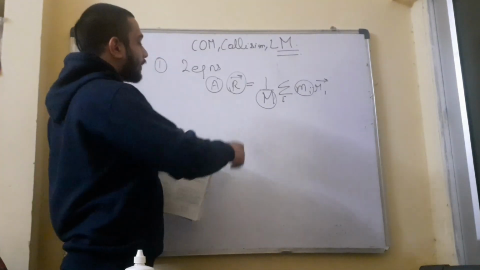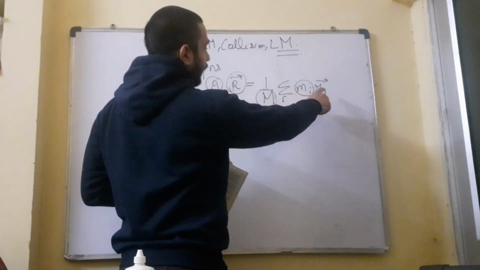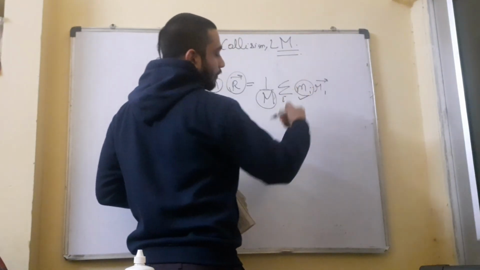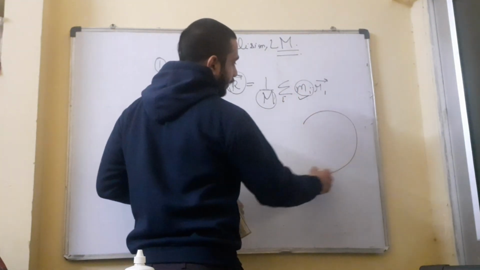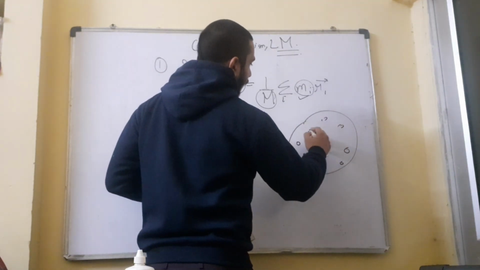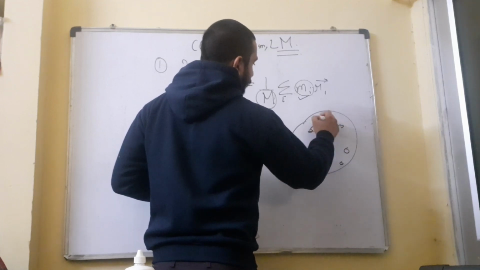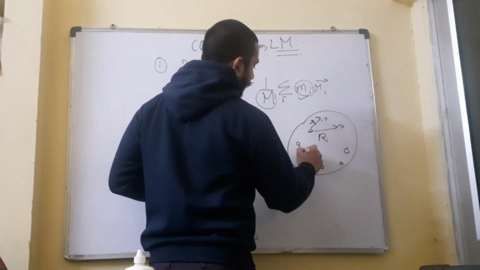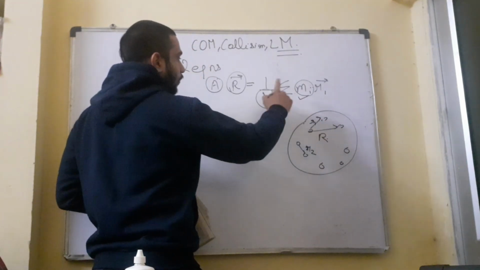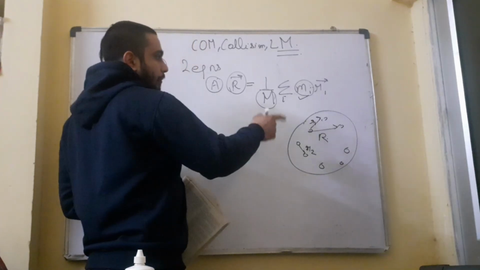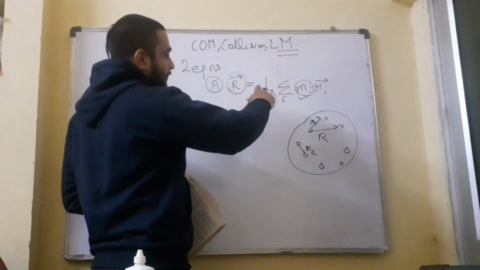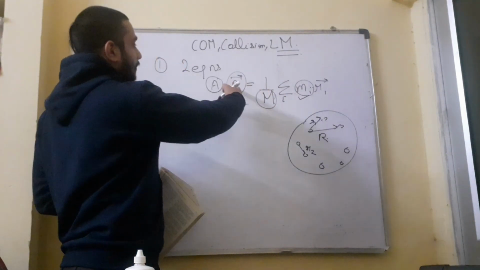The first equation is the R vector, given as 1 by capital M sigma mi ri, which is the equation of the center of mass. Here mi is the mass of one particle. Suppose that this is the space, there are various particles, and this is the capital R vector, and these are the small r vectors, r1, r2, r3, r4. So this is the ri. You have to remember these notations: capital M is the whole mass of the system, and sigma is the summation of mi into ri. Capital M is the mass and capital R is the R vector.